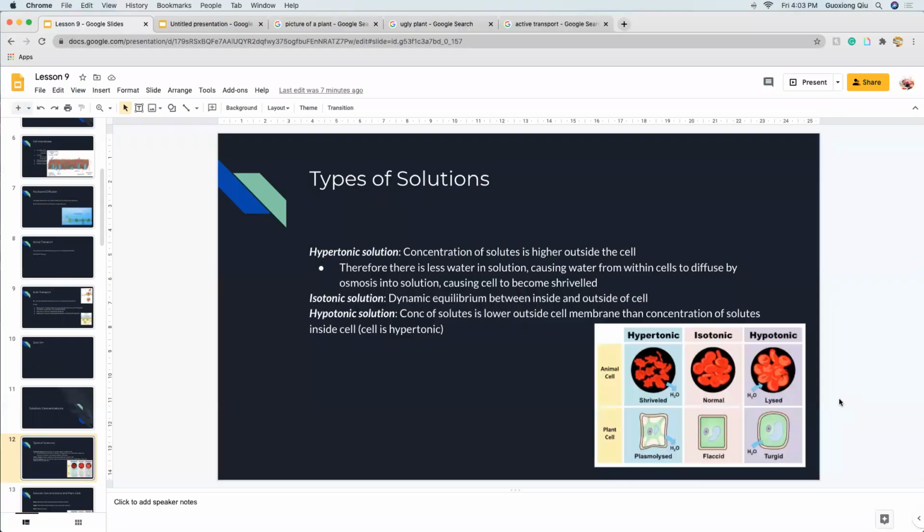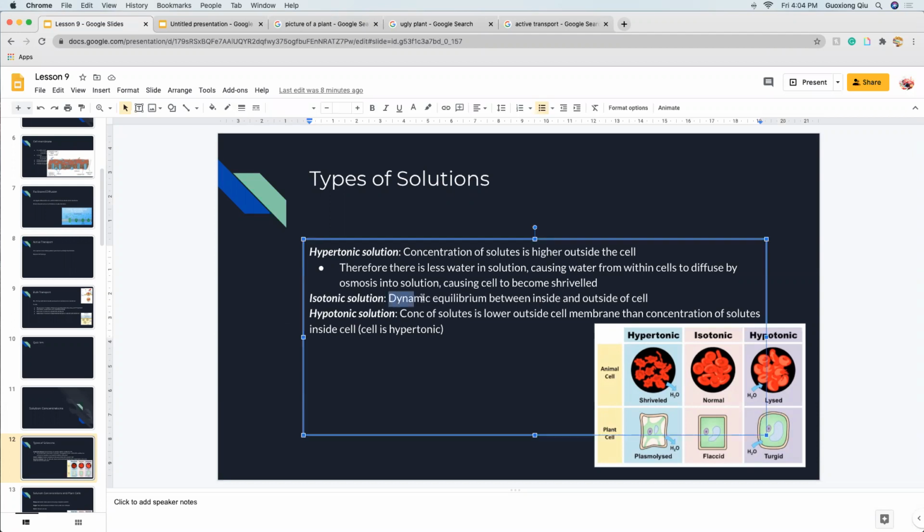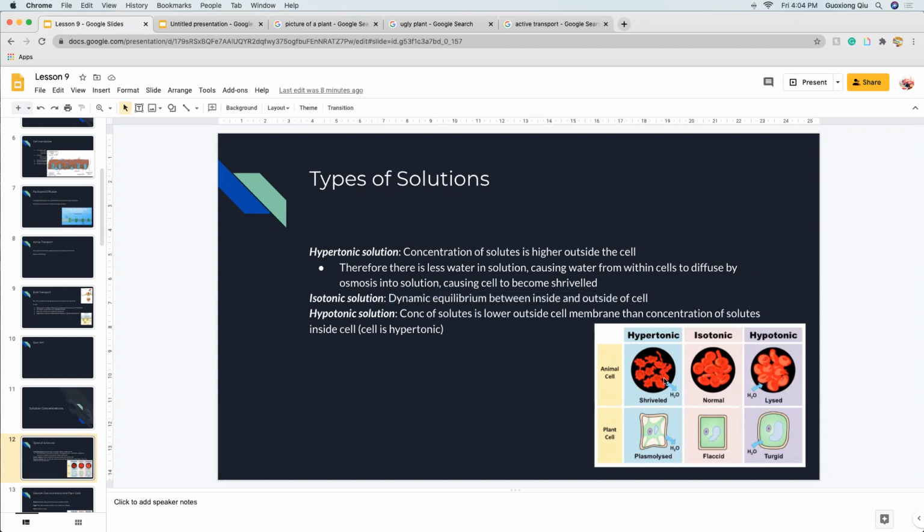Hi, I am back. Isotonic solution. An isotonic solution is when there's an equal concentration of solutes both inside and outside of the cell. Or as I wrote here in the definition, there's a dynamic equilibrium between the inside and outside of a cell. So again, back to the bottom right corner image. Here is a red blood cell in an isotonic solution. Nothing happens to it. It is okay.